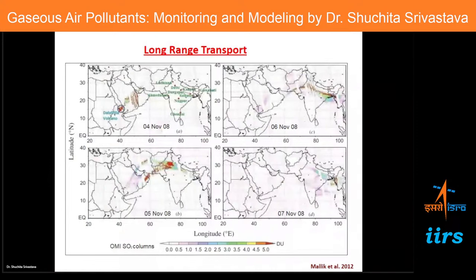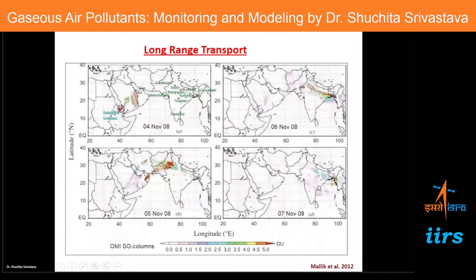Another important application is the investigation of high pollution plumes from one location to another. It is an example taken from OMI SO2 column data. Here in Ethiopia, there is the Dalafilla volcano. It erupted on 4th November 2008. So you can see a pollution plume. Here OMI SO2 columns are shown in Dobson units. You can see high values very close to the Dalafilla volcano, and it is coming in this way. On 4th November, it traveled and reached towards the Indo-Gangetic belt on 6th November, and then it dissipated.